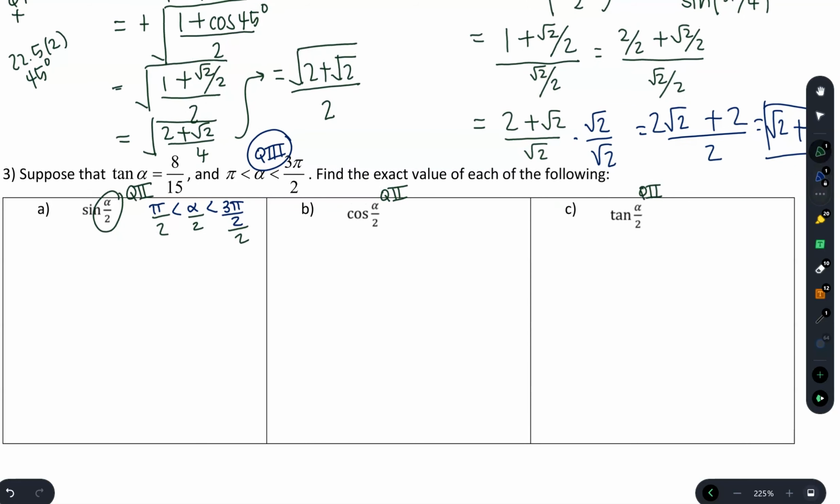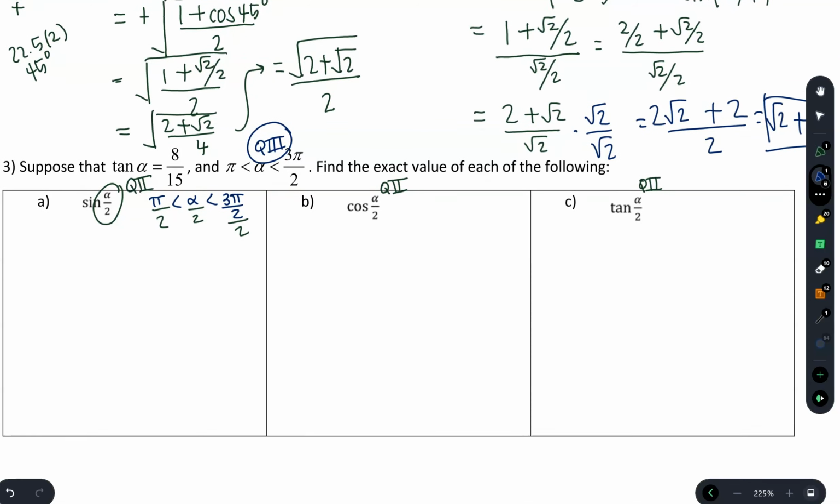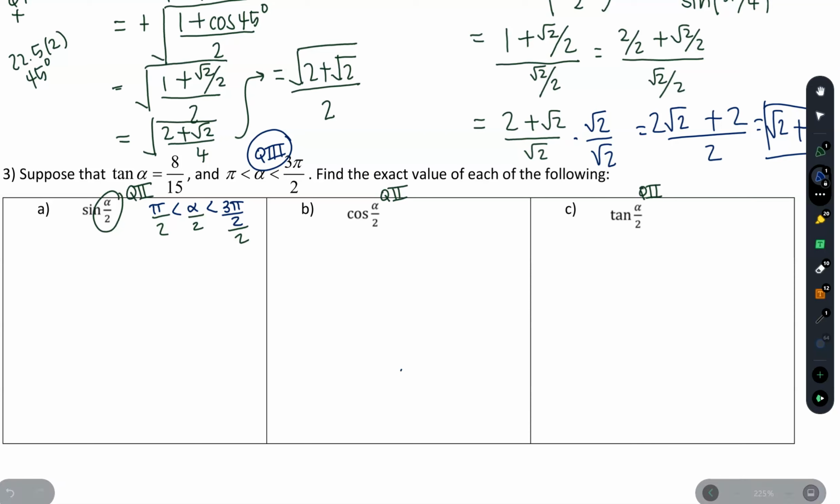Alright, so let's go back here. If I want to find sine of alpha over 2, I need to know cosine of alpha. So I know tangent of alpha. I'm going to go down here a little bit and let's draw a picture. It ends in quadrant 3, and tangent is going to be 8 over 15. So this is negative 8 and negative 15. So they're negative and negative. Here's my alpha.